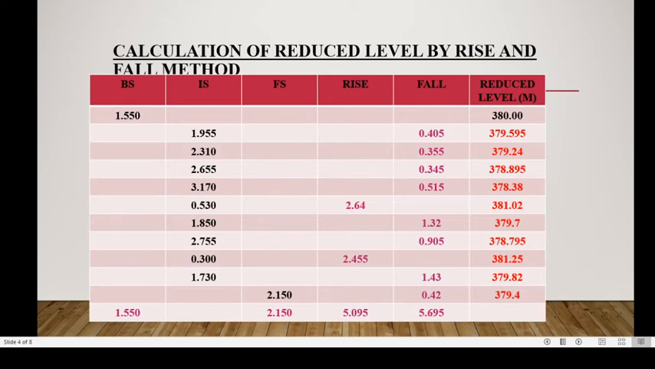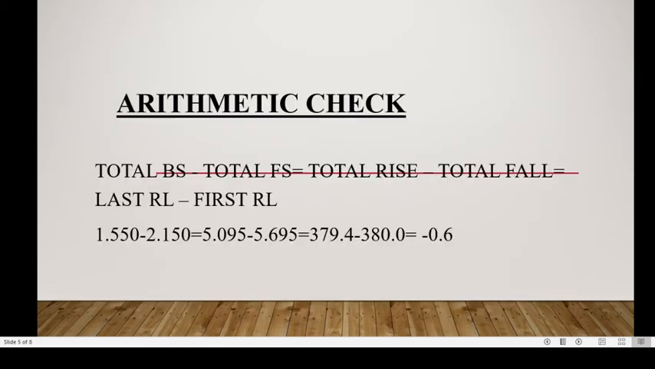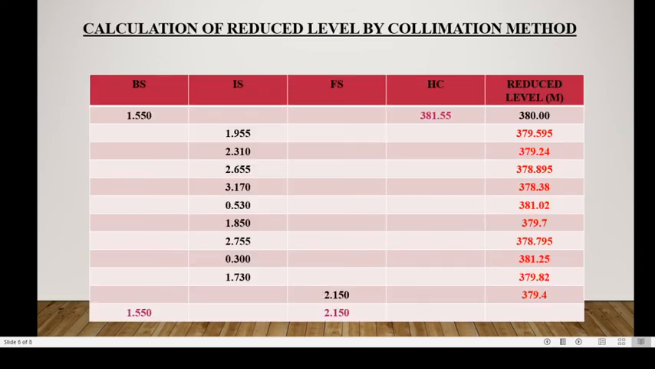In this way, by adding and subtracting, we will get the reduced level of all the stations. After doing so, we will calculate the total of BS, total of FS, total of rise and total of fall to obtain the arithmetic check. So here is the arithmetic check. We will subtract total FS from total BS. We will subtract total fall from total rise. We will subtract the first RL from the last RL. And the result is minus 0.6. So the arithmetic check is done.